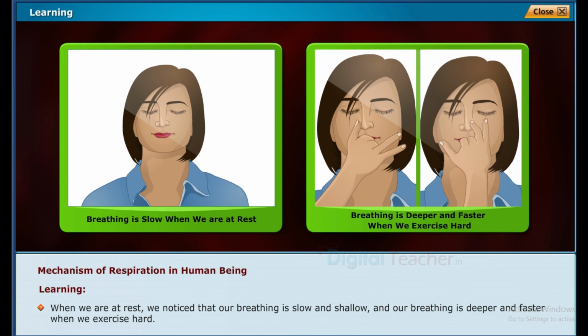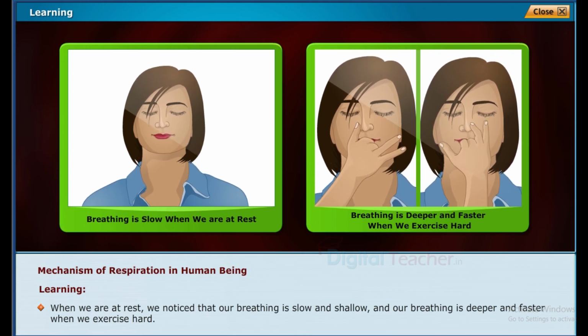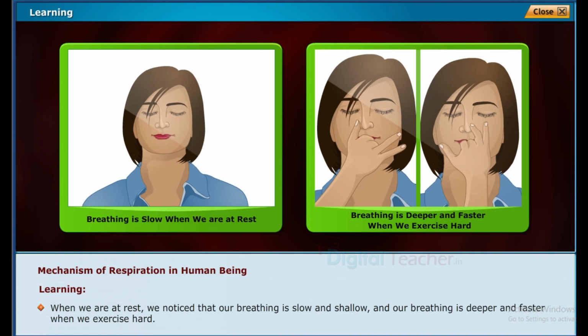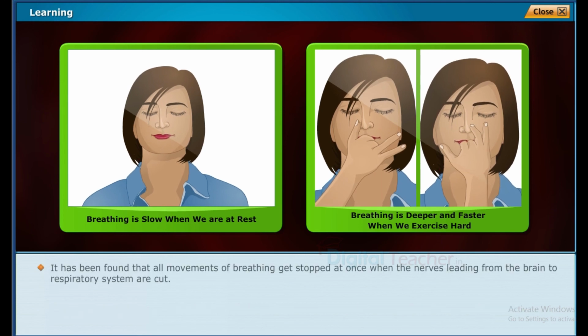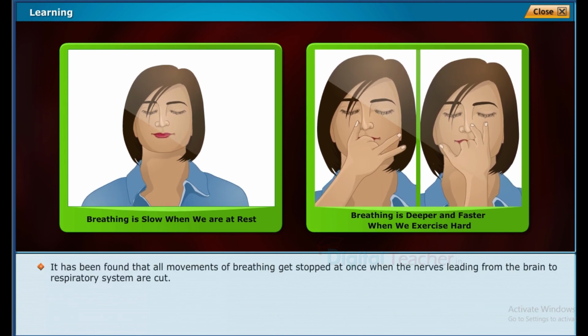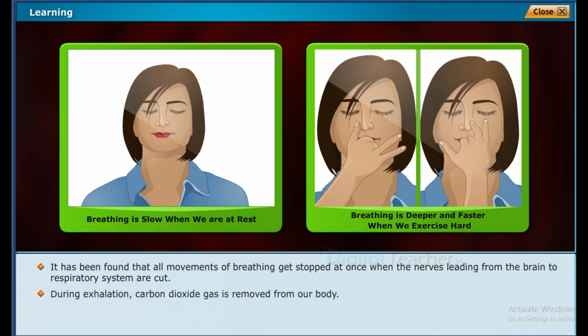When we are at rest, we notice that our breathing is slow and shallow, and our breathing is deeper and faster when we exercise hard. It has been found that all movements of breathing stop at once when the nerves leading from the brain to the respiratory system are cut. During exhalation, carbon dioxide gas is removed from our body.